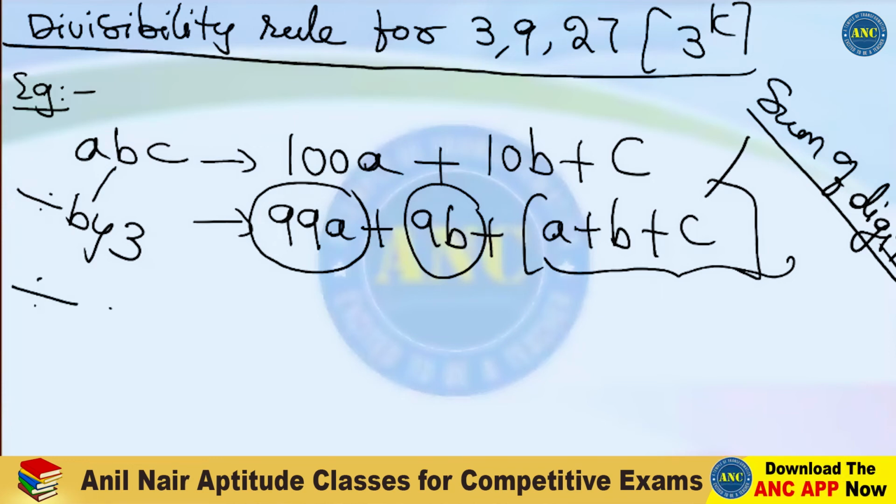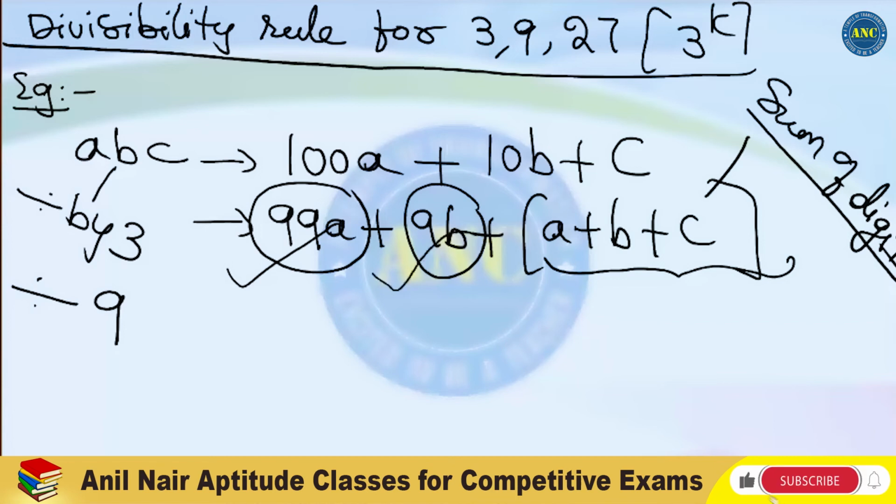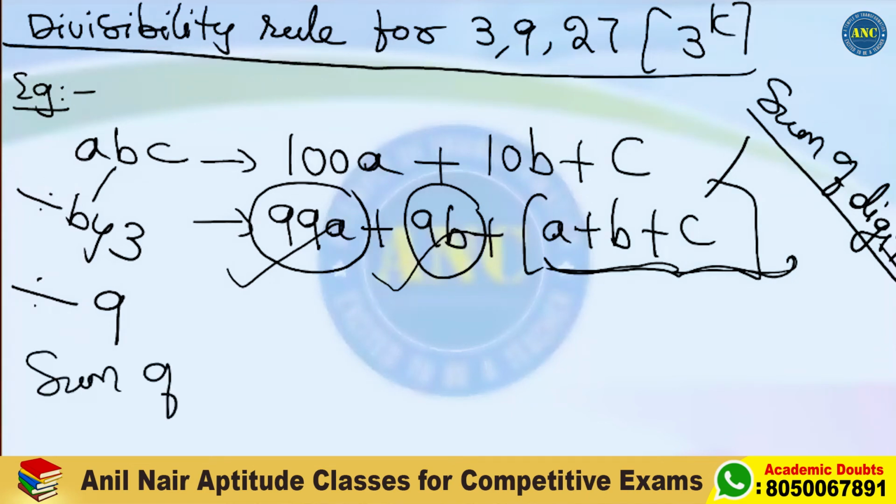Assume if ABC is divisible by 9. Left hand side if it is divisible by 9. 99A is divisible by 9. 9B is also divisible by 9. A plus B plus C should be divisible by 9. That means not only for the divisibility rule for 3 but also for the divisibility rule of 9. What is the concept I am getting? Sum of the digits should be divisible by.